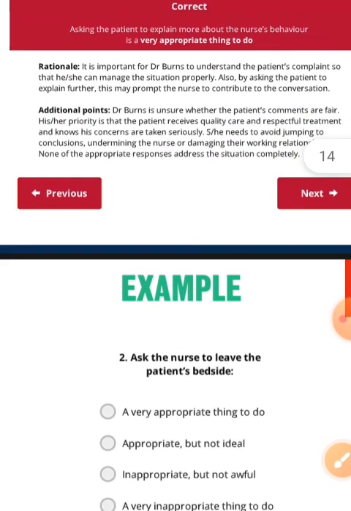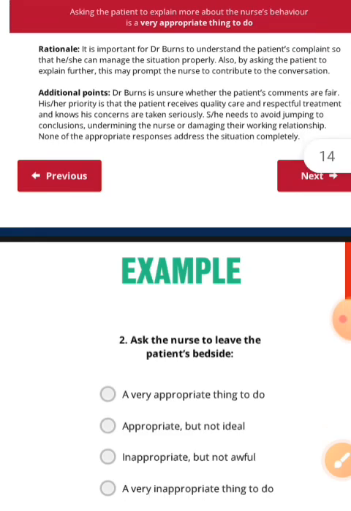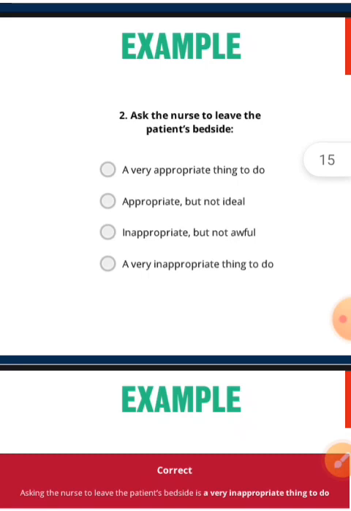So let us check the next example, where they have said if Dr. Ban asked the nurse to leave the patient's bedside, is it a very appropriate thing to do? Think twice. Appropriate but not ideal. Think twice. Inappropriate but not harmful. Think twice. A very inappropriate thing. So here we may use our tactic, which is canceling the things that you don't want to be involved in your choice.